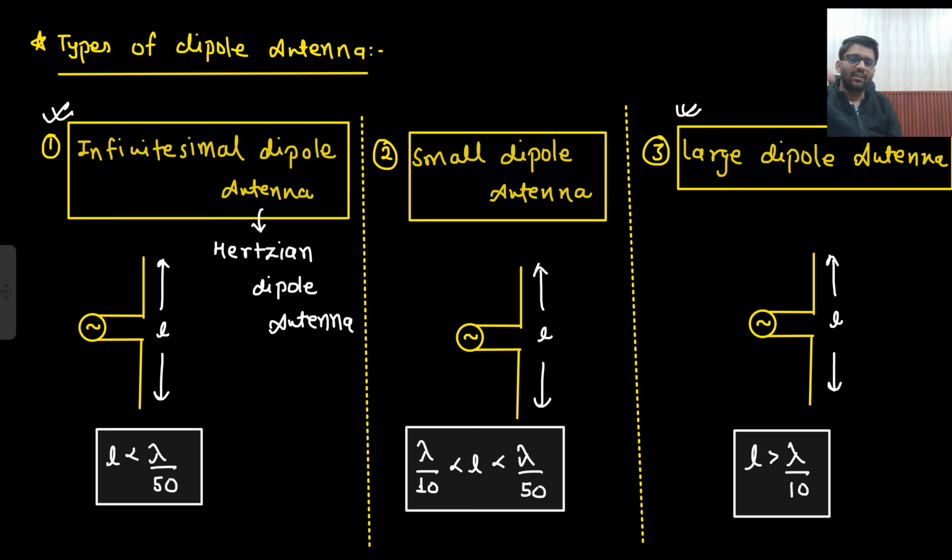Now based on the length, if length is less than lambda by 50, very small, or you can say Hertzian dipole antenna. If length is between lambda by 10 to lambda by 50, that means that is known as small dipole antenna. And if the length is greater than lambda by 10, then that is known as large dipole antenna.